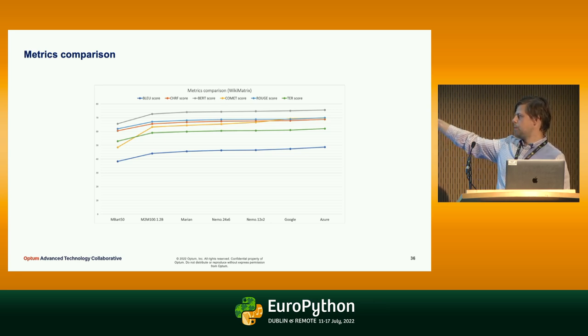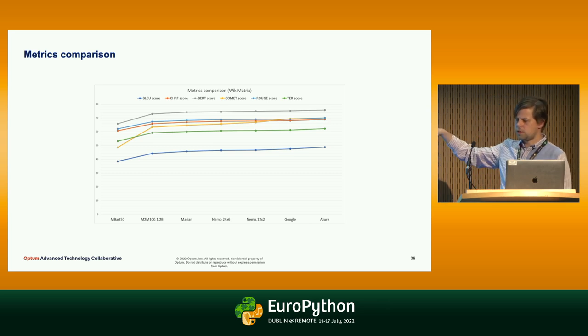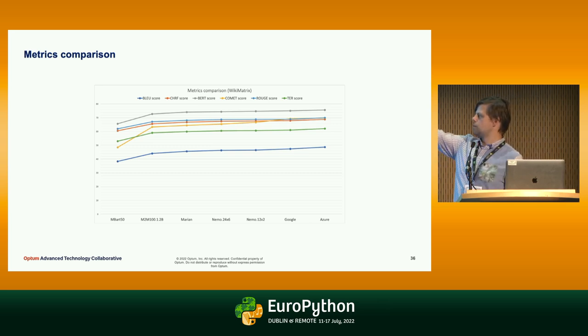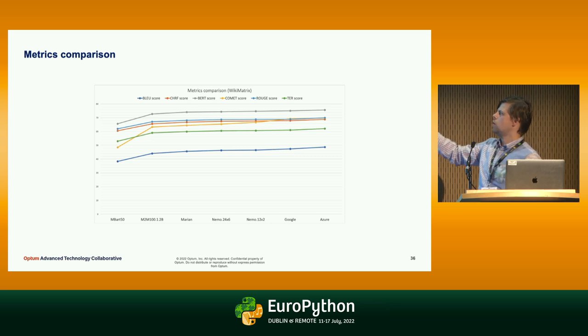Yeah, and as I said about metrics, this is a different graph. We have different models here on the x-axis, different translation engines, and then each line is a different score: BLEU score, chrF, BERTScore, COMET, ROUGE, GTR. And as you see, if you just sort them by, let's say, BLEU score, from a smaller score to a higher score, all other scores will be sorted as well. So there is no difference.